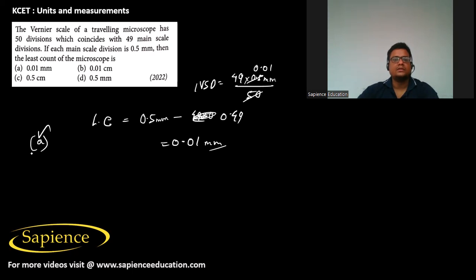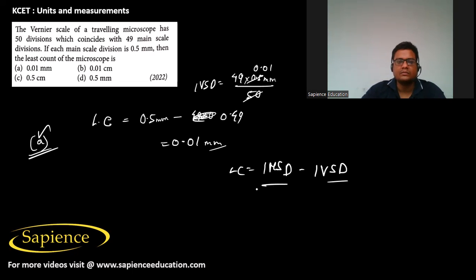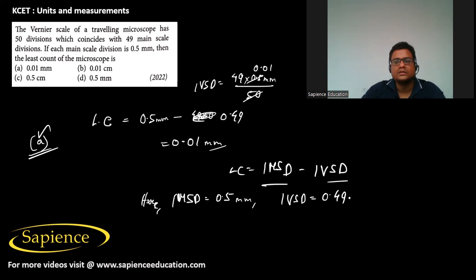So option A is the correct answer. Since least count is one main scale division minus one vernier scale division, here one main scale division is obviously 0.5 millimeter, and one vernier scale division is 0.49 millimeter.